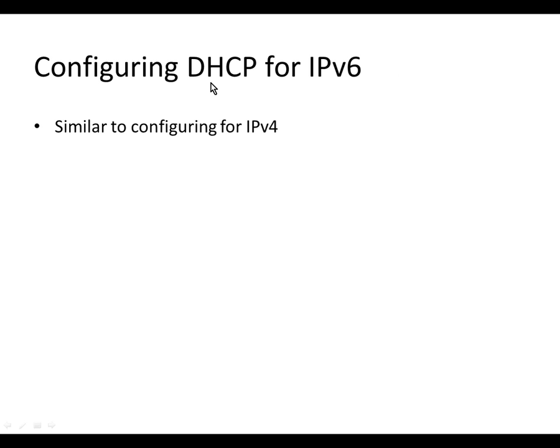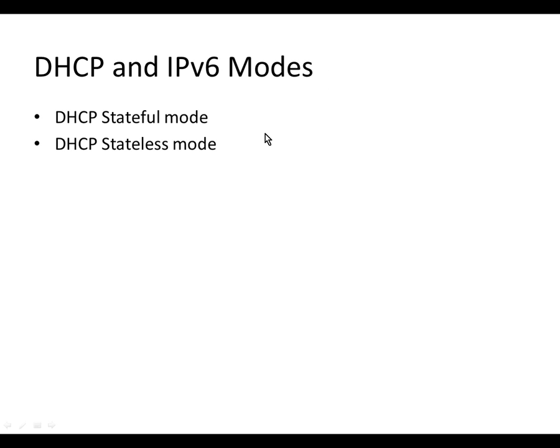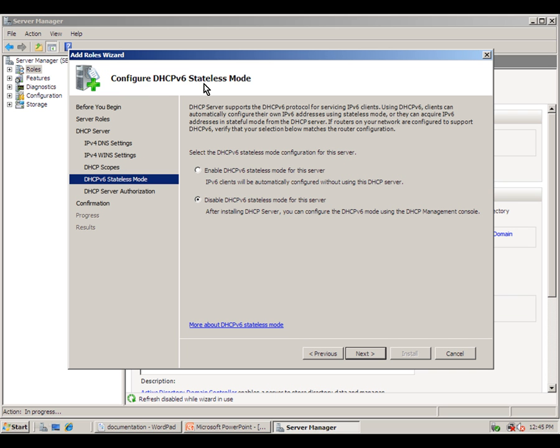Now let's look at configuring the DHCP server for IPv6. It is similar to IPv4, but there is one big difference. The difference is that DHCP for IP version 6 has two different modes: the stateful mode and the stateless mode.